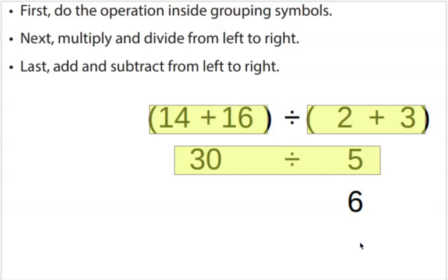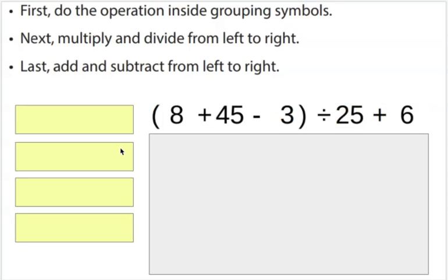So again, the steps are the same. First, you're doing grouping symbols. Once you've gotten rid of all of your grouping symbols, you go to multiplying and dividing. If they're in the same problem, you do them from left to right. And then your last step is add and subtract left to right.